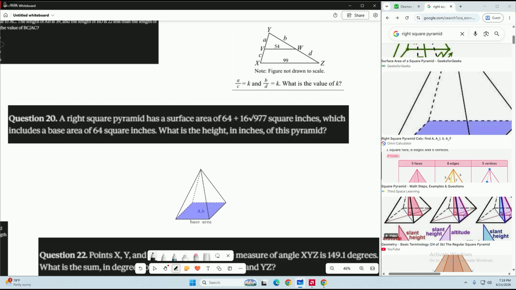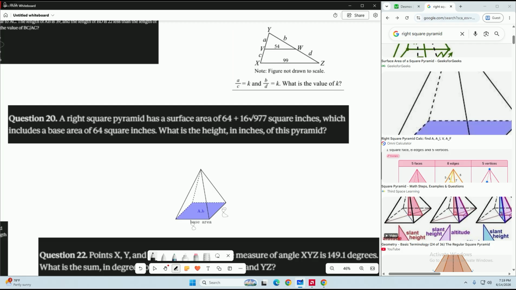So the question reads, a right square pyramid has a surface area of 64 plus 16 square root 977 square inches, which includes a base area of 64 square inches. What is the height in inches of this pyramid? Okay, so what we have to realize first is that since the base is a square, and the area is 64, then each side length of the square is 8. So this is 8, this is 8, that one's 8, and this one's also 8.